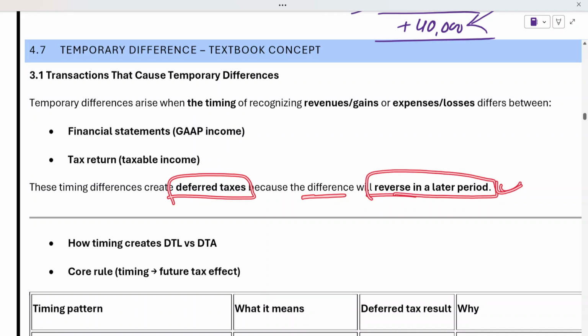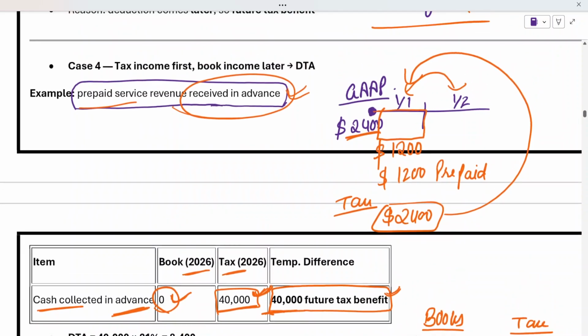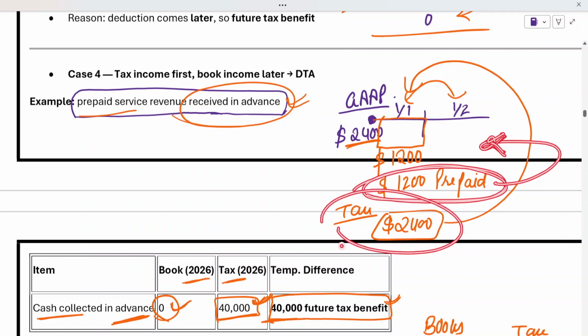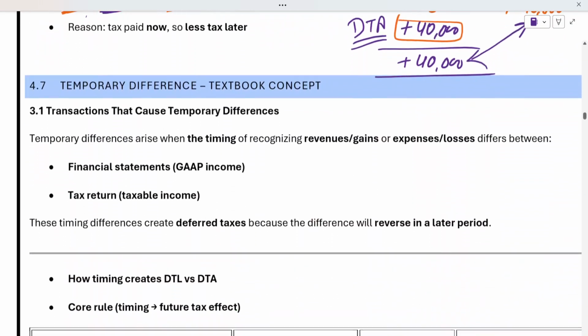Now a deferred tax asset or liability is created because these will reverse at a future point of time. How will these reverse? If we see this example of prepaid service, you know that this is the prepaid rent for you now, but in year 2 this will become your rent expense, and in year 1 you got the benefit of the entire expense. In year 2 you won't get the benefit of this 1200 prepaid expense. So this is the reversal method.